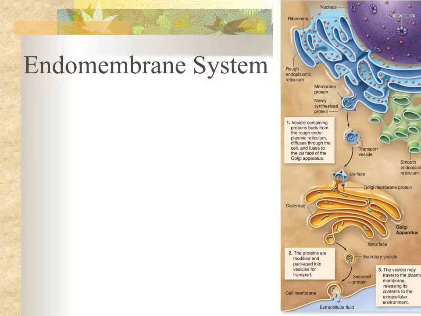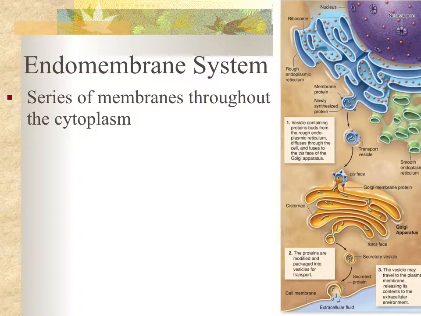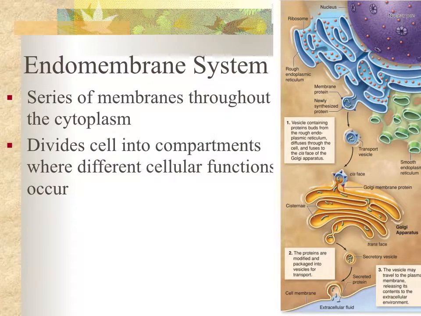Okay, the last organelle I want to talk about isn't found in all cells, but it's important in many cells, and it occurs in most cells. This is the endomembrane system. It's a series of membranes inside the cell that surround the nucleus often, and it's actually several organelles that work together to do a variety of jobs. These membranes divide the cell into compartments where different cellular functions occur.